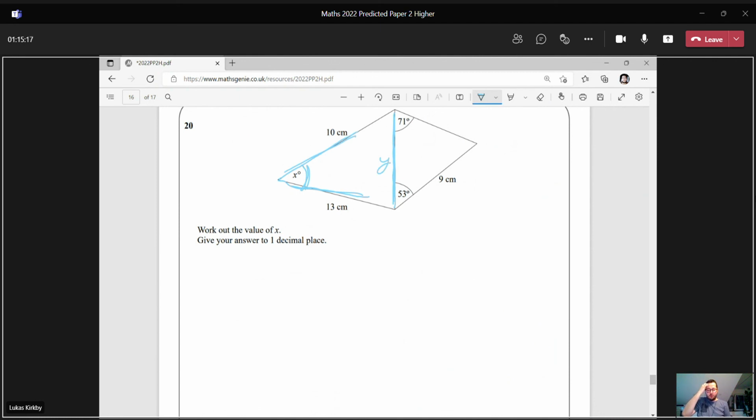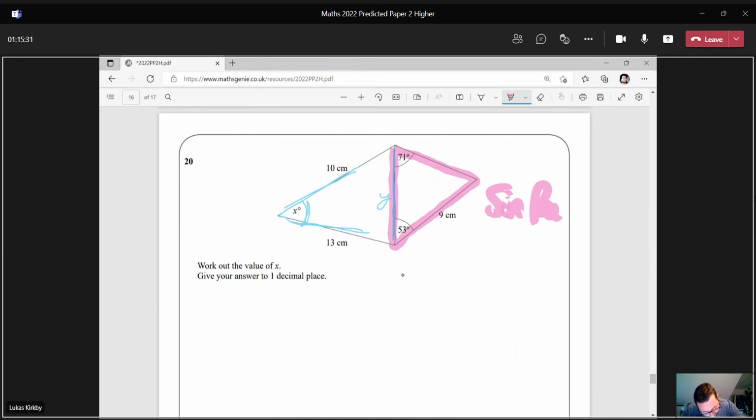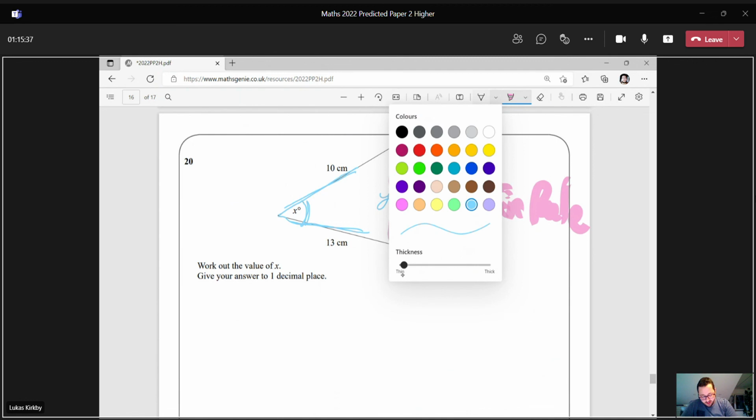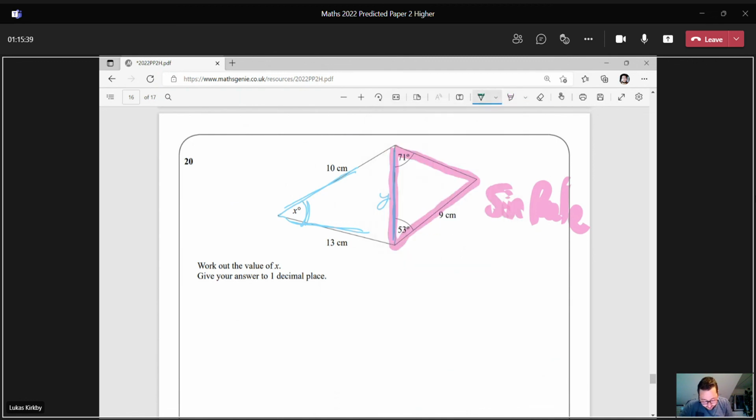Now for this, I'm going to want to use the sine rule. So I'm thinking about this triangle now, and let's just write it in highlighter if I can. Sine rule. Okay, I'm kind of enjoying writing like that. So for the sine rule, I'll need to know the angle opposite y, but if I know that that's 53 and that's 71, I can add them up using my calculator. So 53 plus 71 is 124. Take that away from 180 and I end up with 56. So that there is 56.